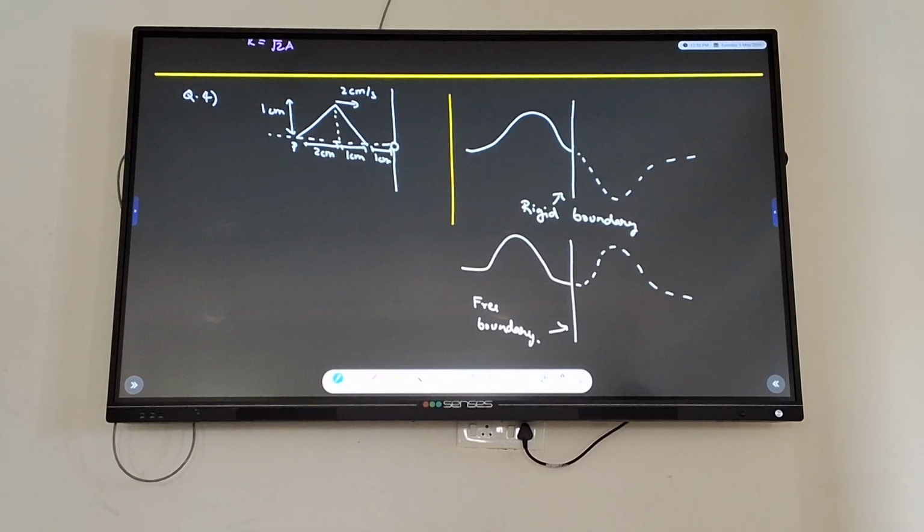We will have to see. This seems a little wrong. At 1 second, let's check. So what you people are telling here, it should be 2 centimeter per second. That's the wave speed. Particle speed is 2 centimeters. Point B, you put that as point B.